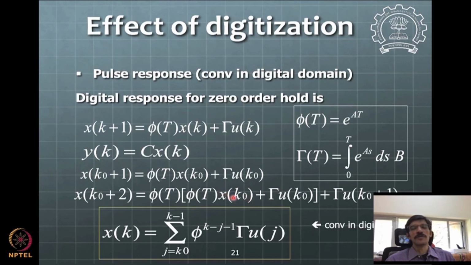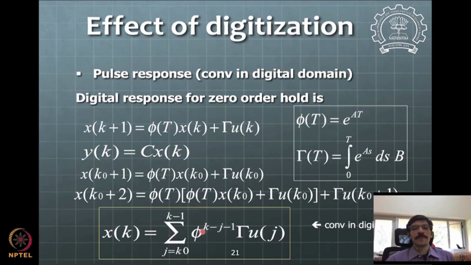Okay, so we consider many times for a transfer function also 0 initial conditions. Then this will be just in terms of u of k. So this expression assumes that there is a 0 initial condition. Okay, otherwise this term phi raised to k minus 1 times x of k0 would be an additional term that will be coming here.